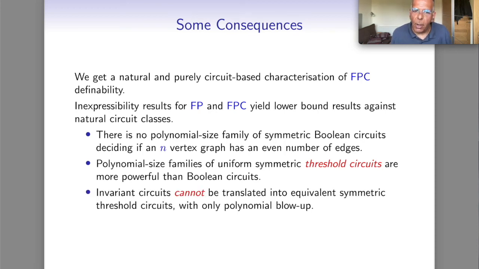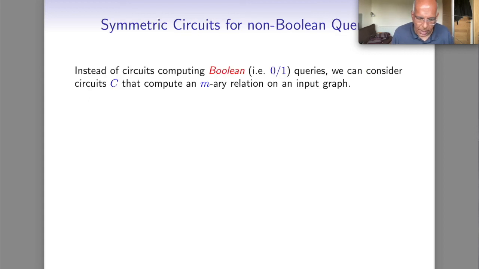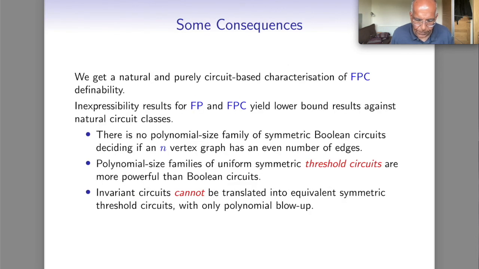But also we know that there are polynomial time properties that are not in FPC, and therefore there are invariant circuits of polynomial size which cannot be translated to symmetric circuits of polynomial size, even with threshold gates. Or rather, any such translation will involve more than a polynomial blowup. These are all consequences. But another way of thinking about it is our methods of proving inexpressibility in FPC using bijection games can also be seen as a method for proving circuit lower bounds. And we'll pause here now and then look more closely at the lower bound.